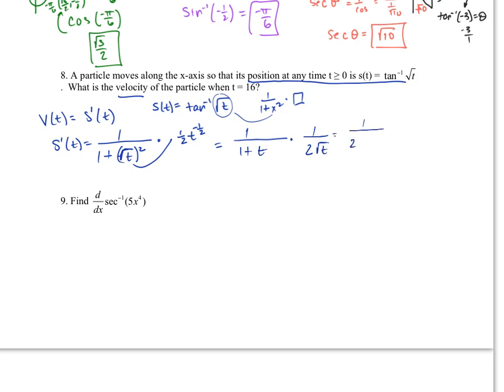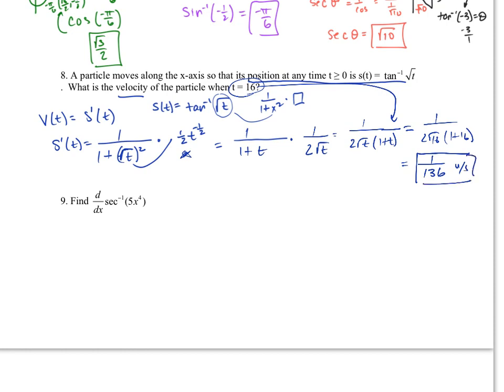This equals 1 over 2 root t times the 1 plus t, and they want to know when t is 16. Obviously, you could have just plugged it in right here, right? We could have done that, but I just wanted to simplify a little bit so you can see the process in case you had to simplify for some reason. This ends up being 1 over 2 root 16 times 1 plus 16, and you get a final answer of 1 over 136. And this doesn't give us the units, so we'll just say units per second.